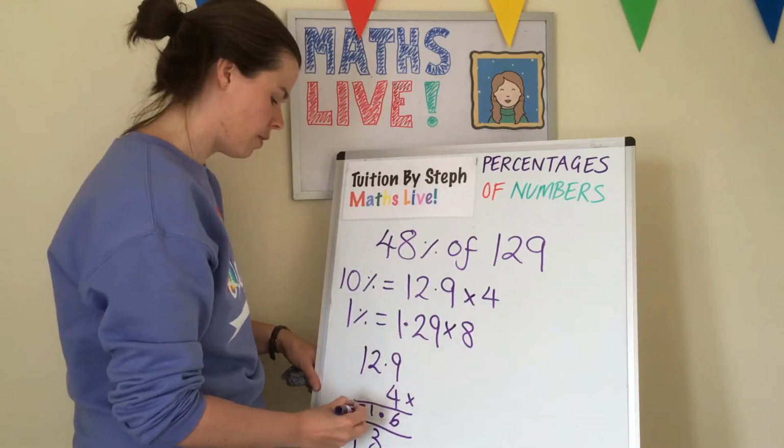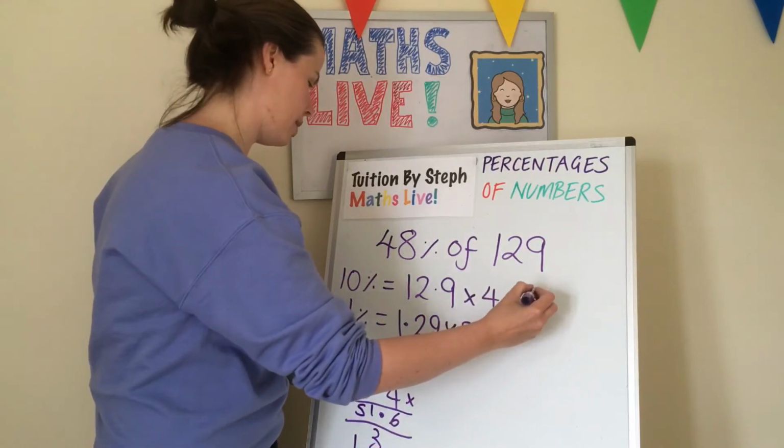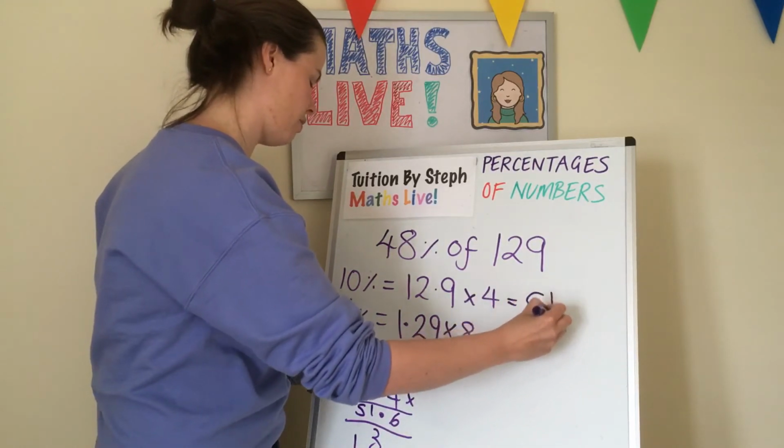And 1 4 is 4, there's 5. So 10% of 129 is 51.6.